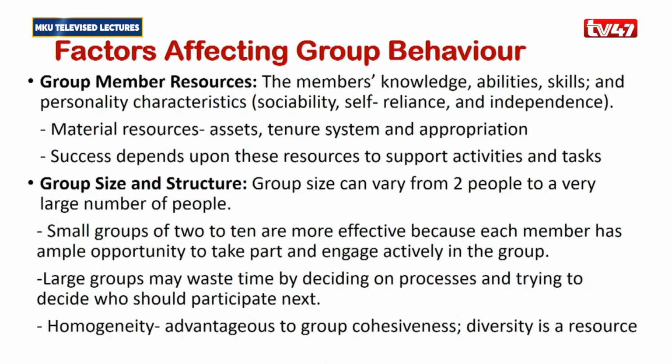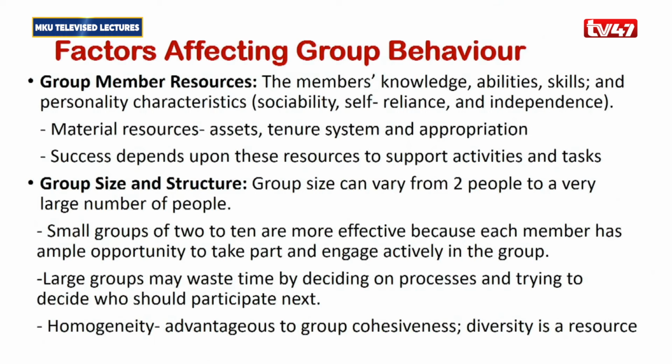Then you also have the material resources, the assets, tenure system, ownership, who owns the resources, and how these resources are appropriated. If we don't have material resources or assets, then the delivery of some objectives might not take place. But again, not all groups are based on material resources. They are probably based on emotional and social issues, or social capital, more than material resources. So success depends upon these resources to support activities and tasks. The success, cohesiveness, or how a group will move from one stage to the other is also affected by the resources of a group.